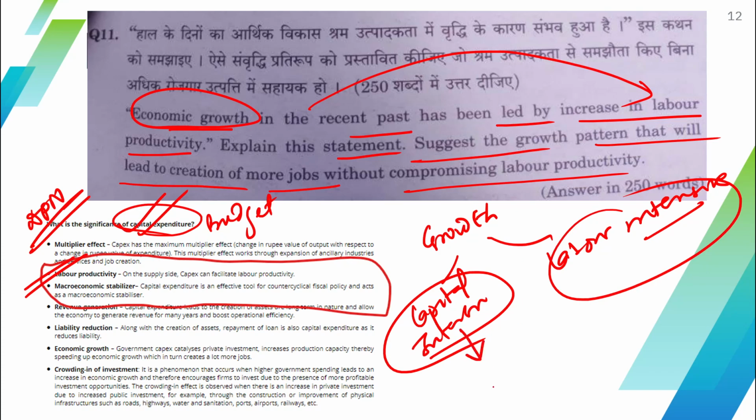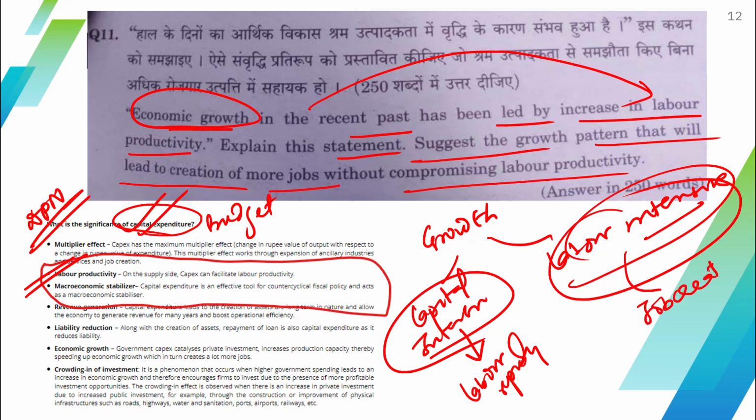So capital intensive growth improves labor productivity, whereas labor intensive growth increases job creation. The second part of the question is saying how to find a balance between them.